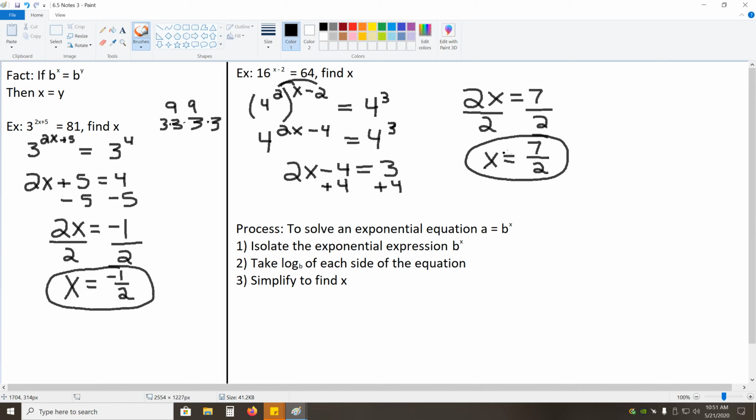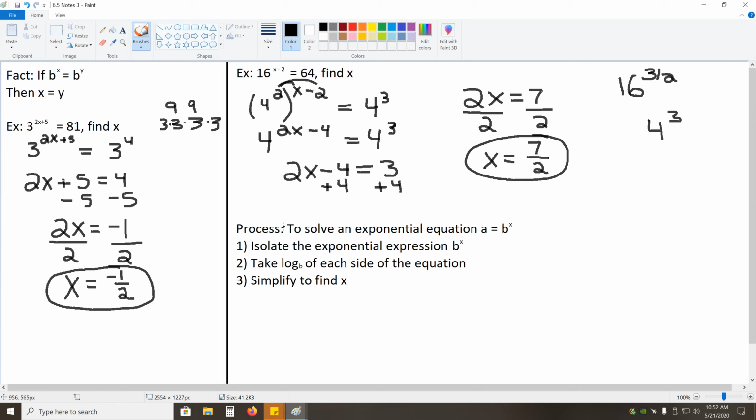And again, you could go through a quick check of this. 7/2 minus 2 would give you 3/2. And then if you take that step by step, 16 to the 3/2 means you're taking the square root of 16, which is 4, and then raising it to the 3rd, which is 64. So again, it checks out.